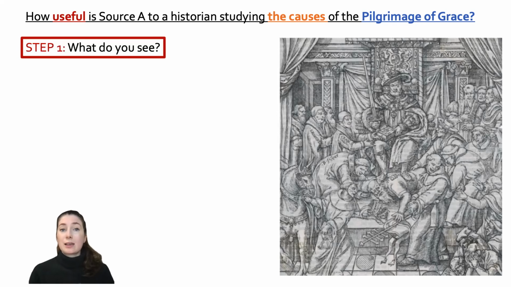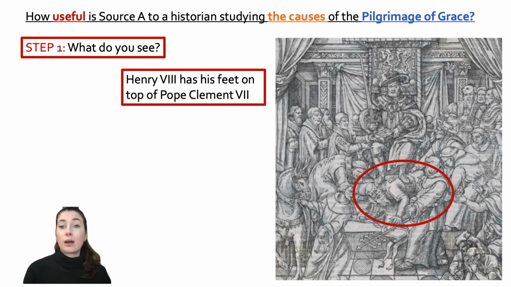Step 1 is literally going to be: what can you see with your eyes in the picture or in the text? As an example, I can already see something that's sparking my interest of a cause, and that's the fact that Henry VIII has his feet on the Pope. Now, if you're thinking, oh, I wouldn't be able to remember what Pope it is, you do get a piece of information with this source.